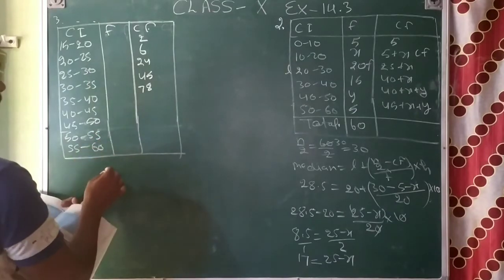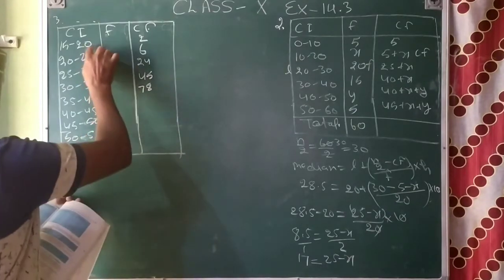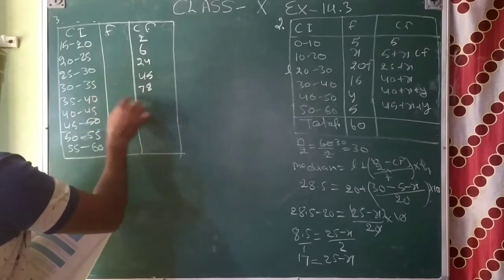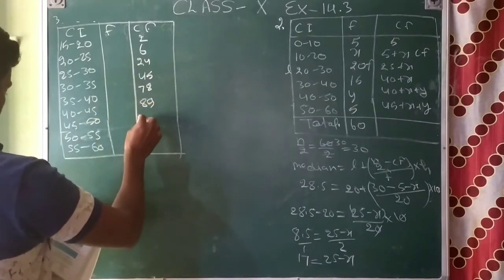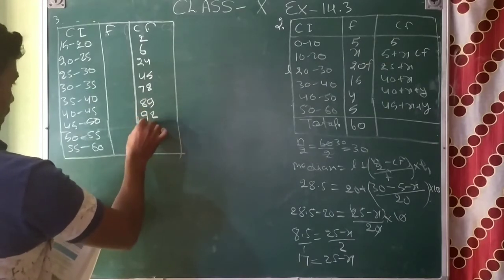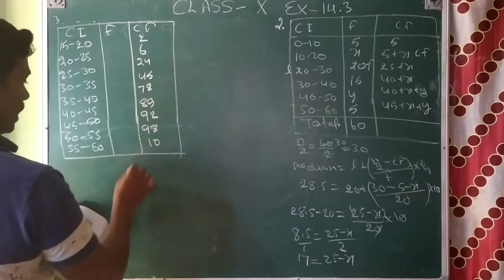So that 78, this one, 78, after that 78, 89, 92, 98, and then 100.